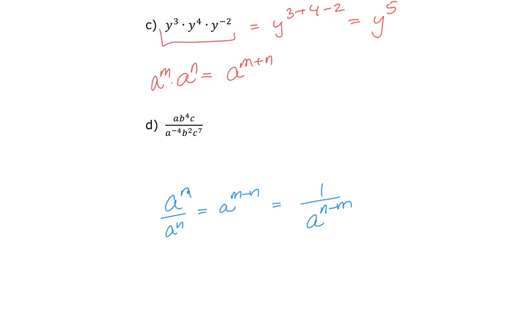So if the higher power is in the denominator, such as this c, I'm going to subtract down. And in a and b, I'm going to subtract up. So this is going to be a to the 1 minus negative 4, because it's negative 4 in the denominator. I'm going to have b to the 4 minus 2. And then I'm going to subtract down, so I'm going to have c to the power of negative 1. So I'm going to have a to the 5th, b to the 2, and c to the 6th, and that's my final answer.